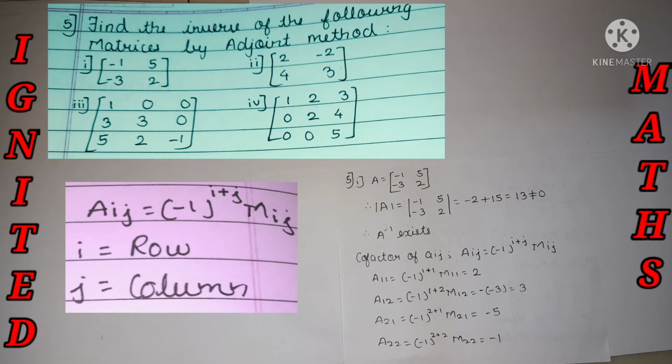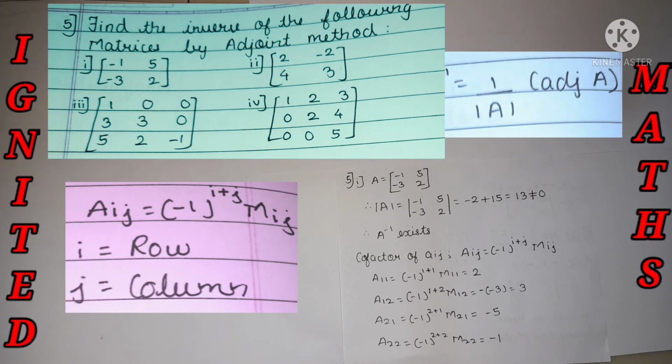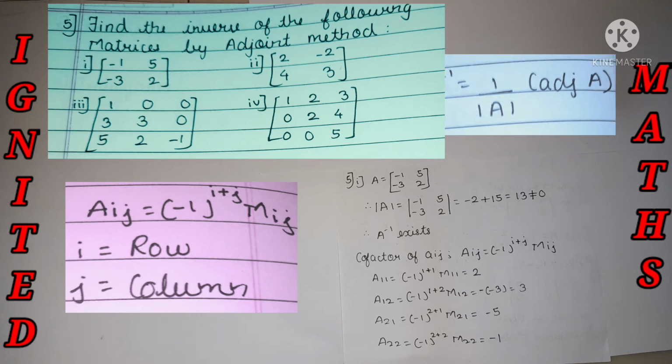The inverse of the matrix, I'll mention the formula. Let's take an alphabet A as the matrix. A inverse is equal to 1 by determinant of A into adjoint of A. The A is nothing but the matrix given. So this is the formula to find the inverse by using the adjoint method.